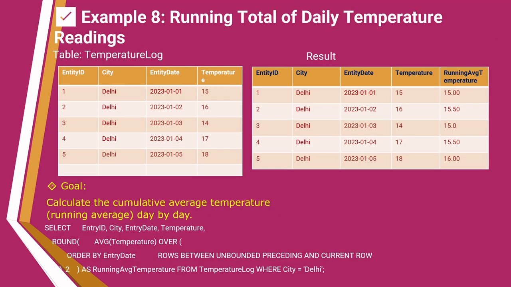Running totals are not just for finance, they are great for analytics too. In this example, we calculate a running average of daily temperatures in Delhi using the AVG function with a window frame defined as ROWS BETWEEN UNBOUNDED PRECEDING AND CURRENT ROW. We get the day by day average. This smooths out daily fluctuations and gives a clear view of temperature trends over time.